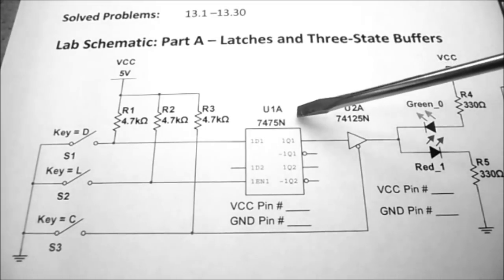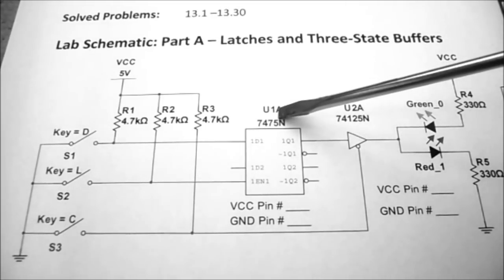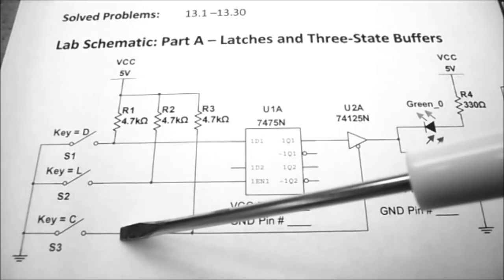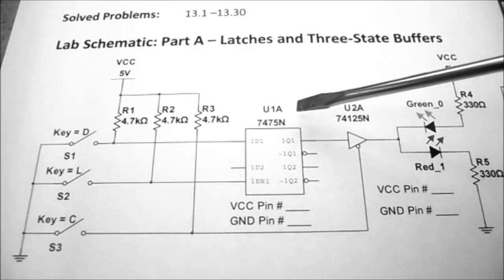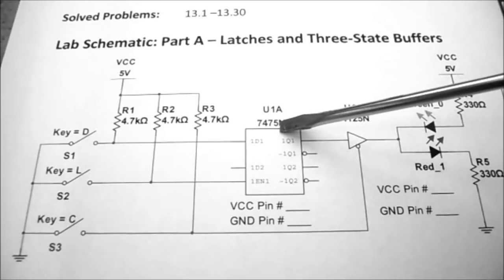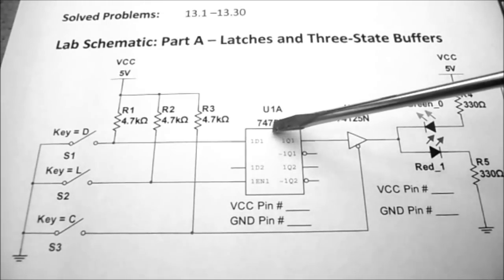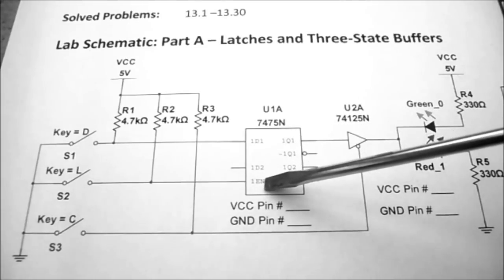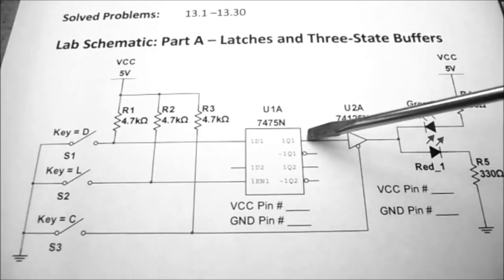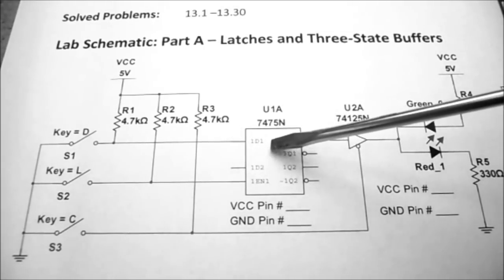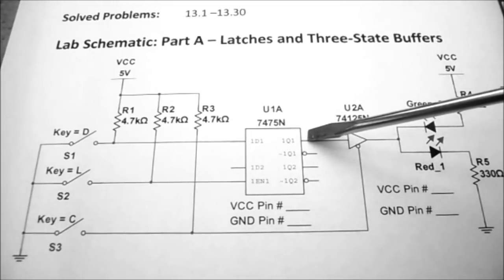So what we're going to do is use the 7475, and you can see we have three switches on here. So the 7475 is a latch. Basically what it's going to do is we're going to put data into it, we're going to enable it, and we should be able to store something here even though the data is changing. So that's the purpose of a latch, is basically to store something. So it acts like a memory.